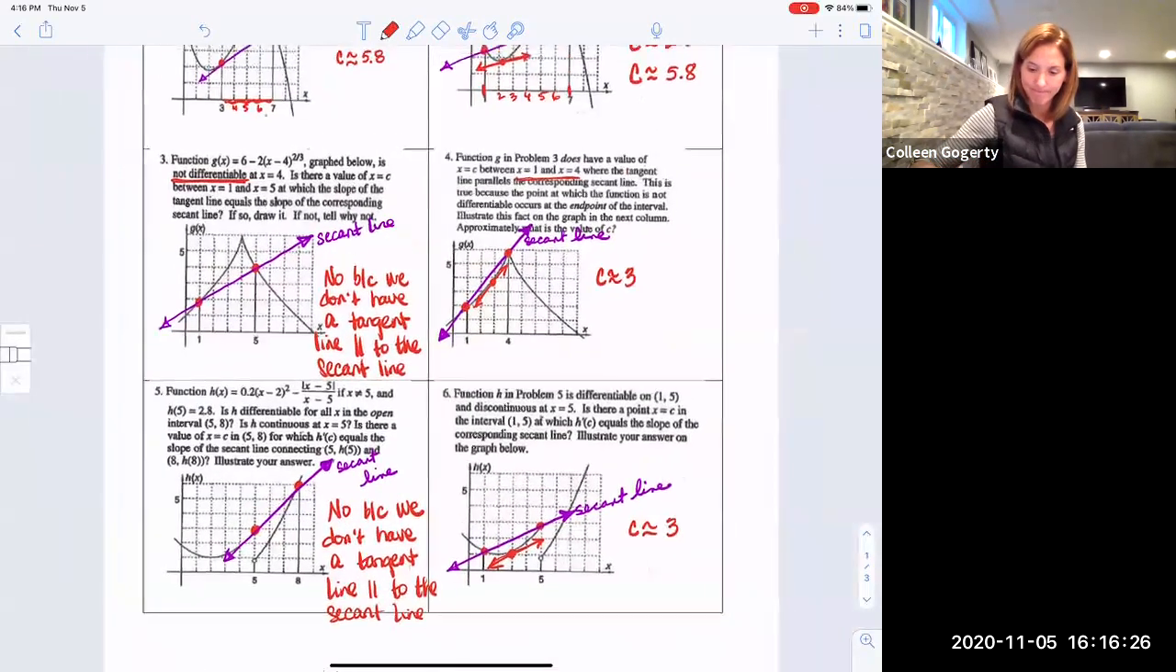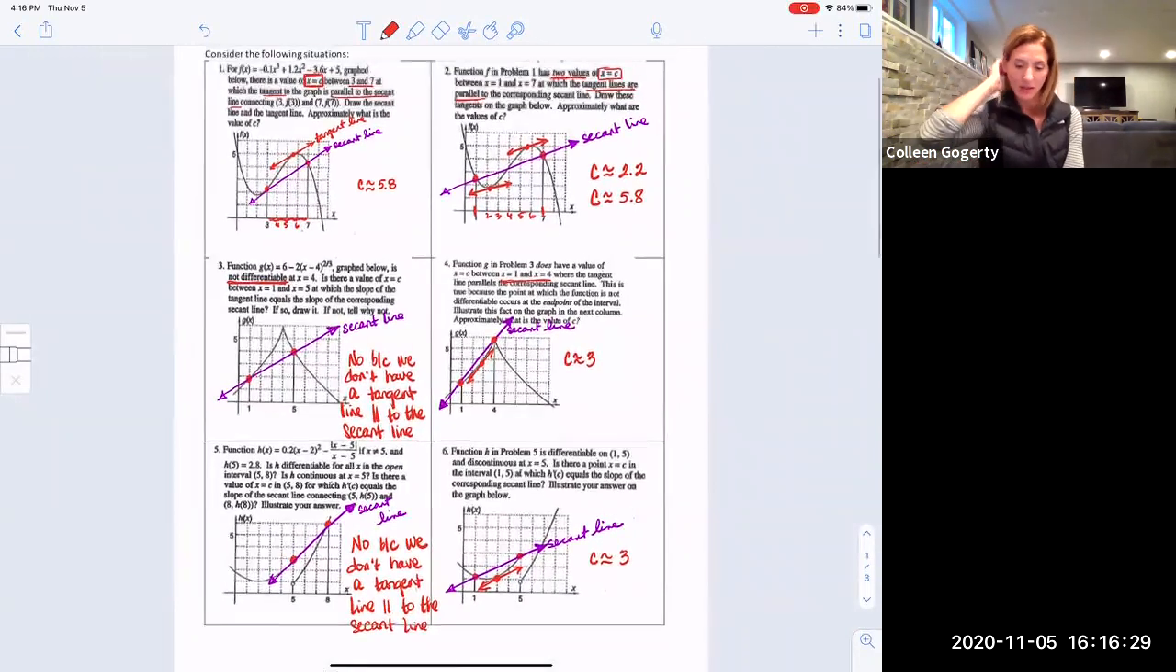All right. So let's come back and take a look at this. The problems that we could not get a tangent line parallel to the secant line were 3 and 5. Now I want you to pause before I actually tell you why, right? What was different about 3 and 5 from 1, 2, 4, and 6? What's the main concept here that is preventing us from being able to draw in our tangent lines?